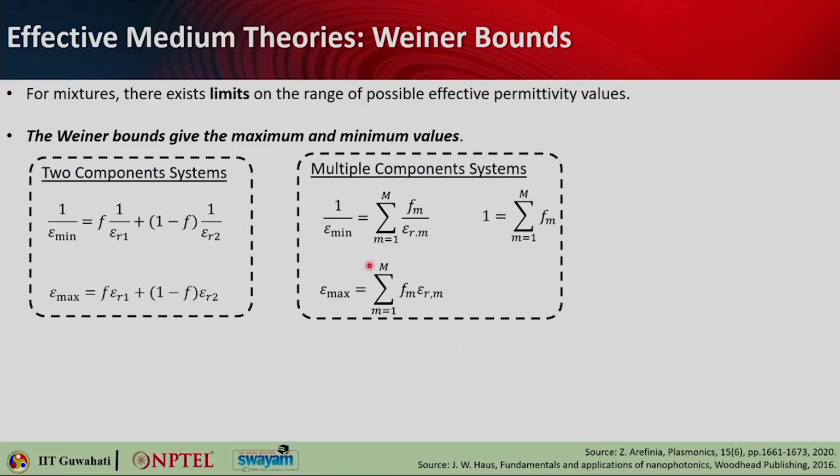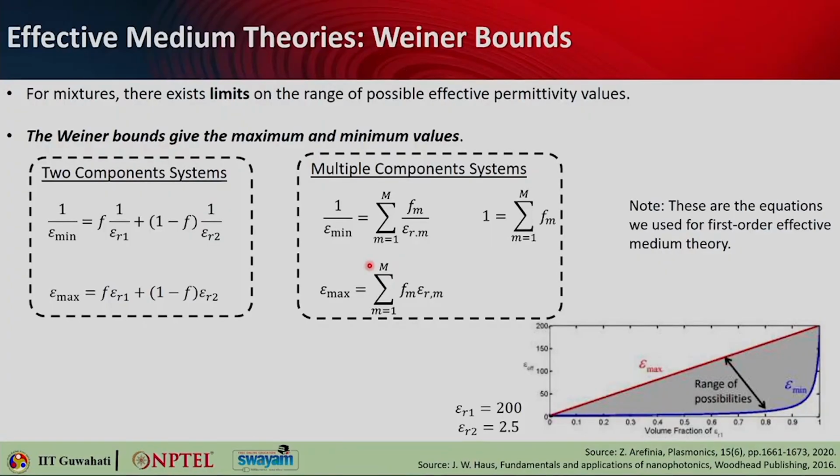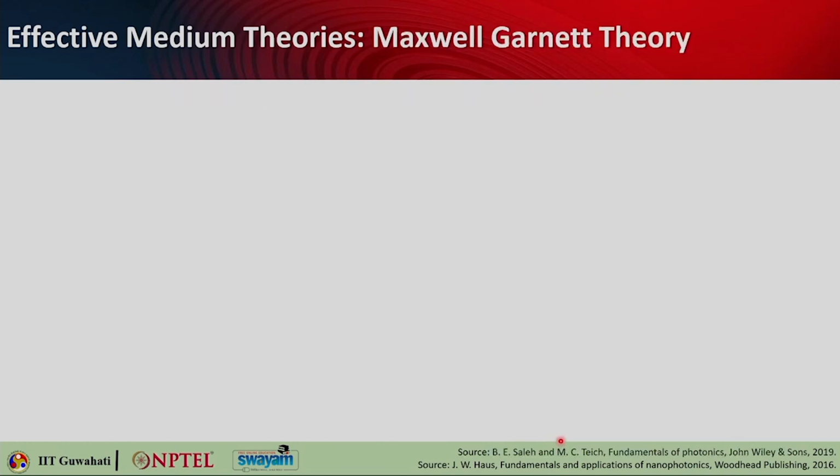So, this is the formula that tells you about the minimum permittivity and maximum permittivity for the case of a multi-component system. Okay. And now, when you plot this, if you take a 2 component system with epsilon R1 equals 200 and epsilon R2 equals 2.5, then 2.5 is basically the background medium, and you have high permittivity dielectric nanoparticle inclusions. Okay, in that case you can see this is how your epsilon max will be, and this is how the minimum will be.